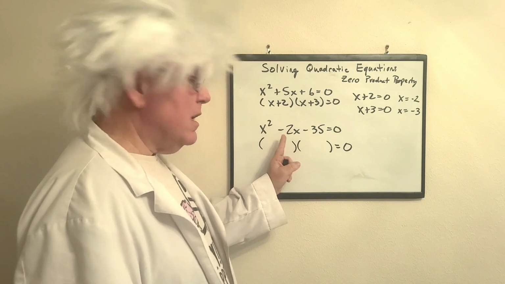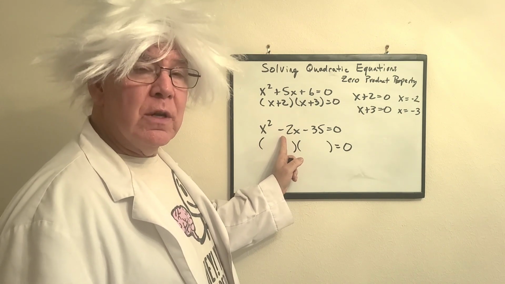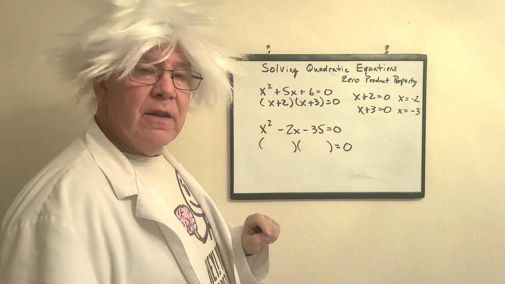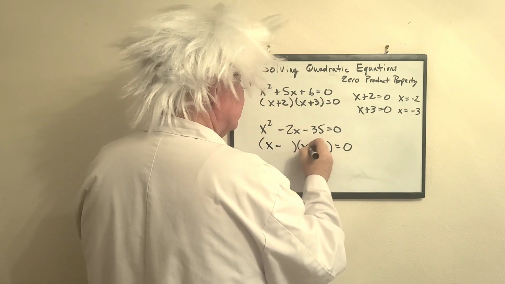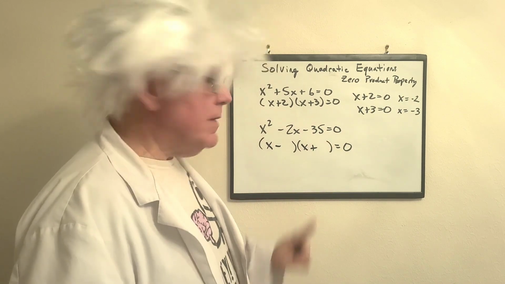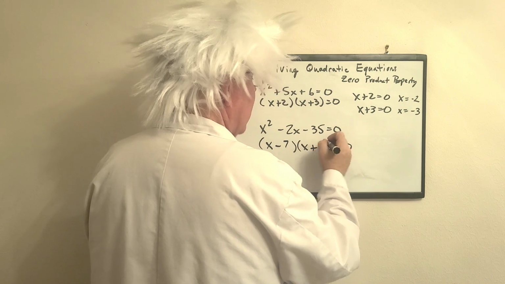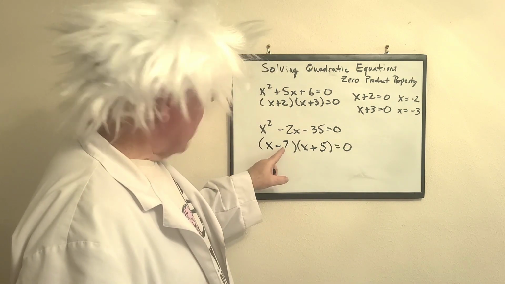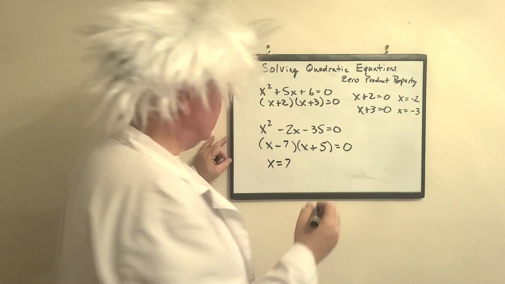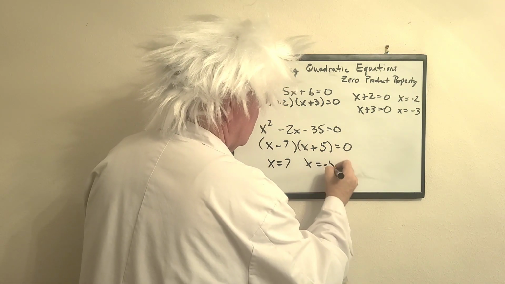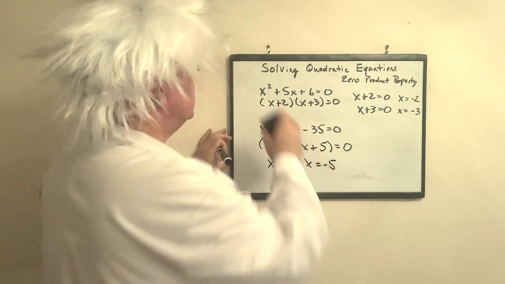Now, here's the key. This sign is going to tell you which factor goes negative, and it's the largest one. So we're going to say x minus, x plus, because they have to be opposite signs. What goes there is going to be the 7, and this is going to be the 5. Now, the opposite of negative 7 is 7. The opposite of 5 is negative 5.